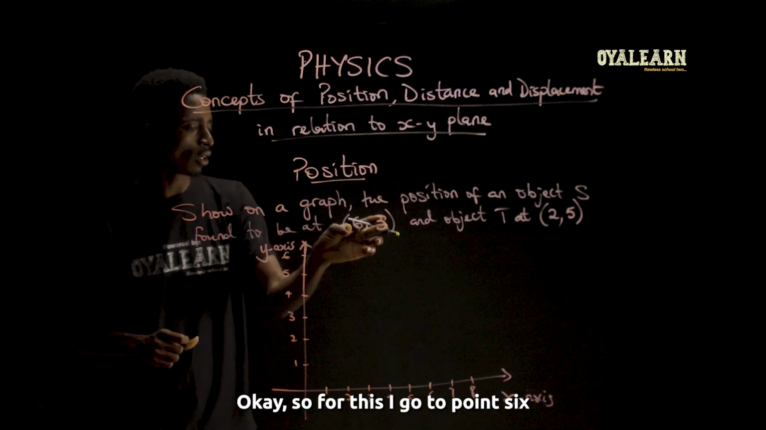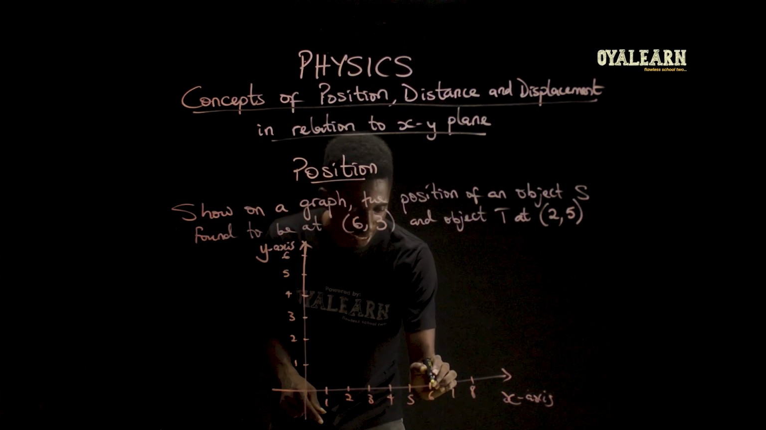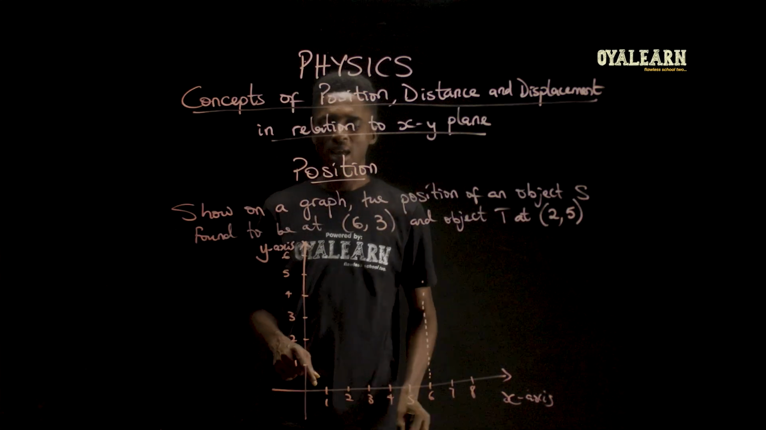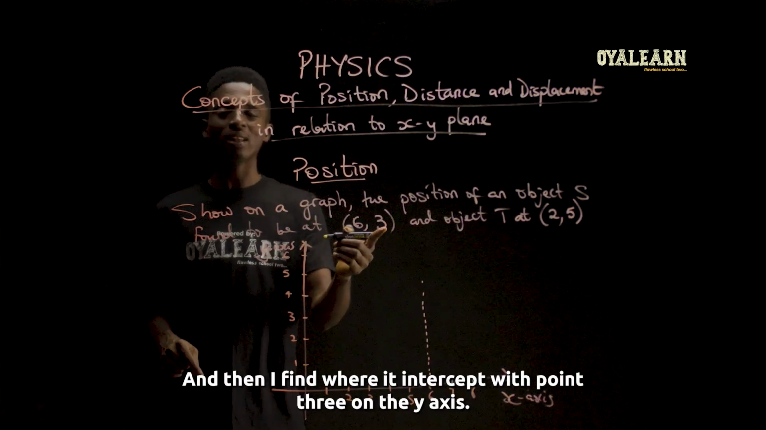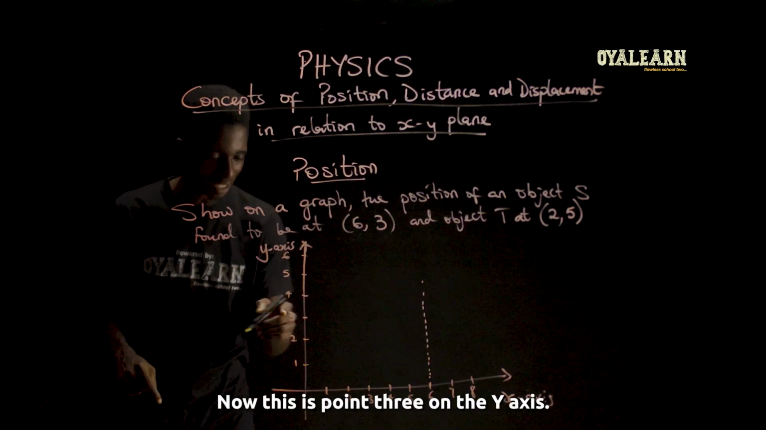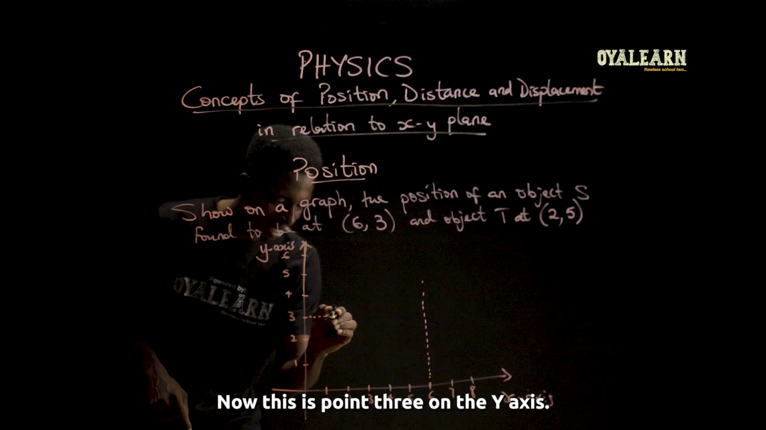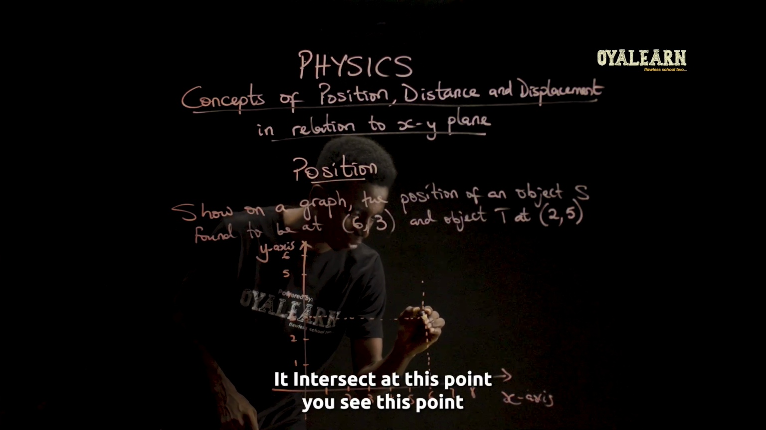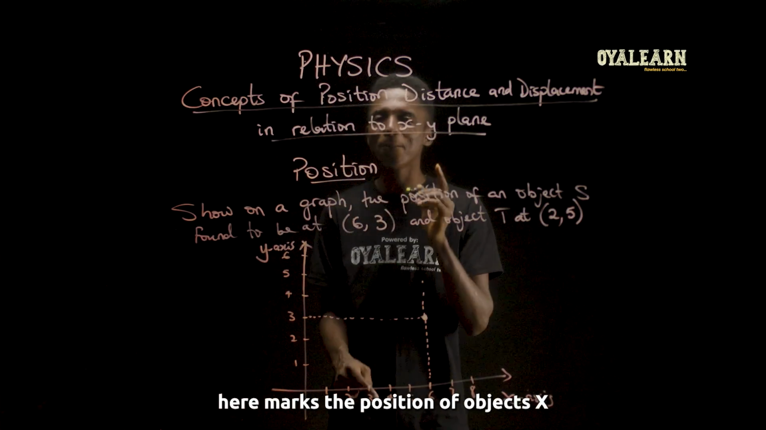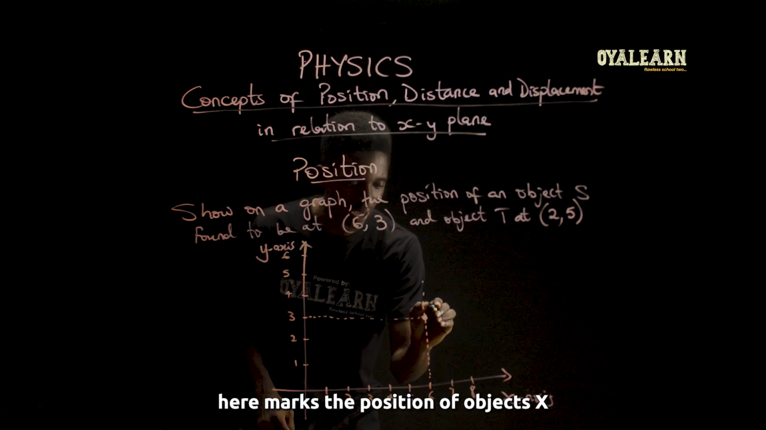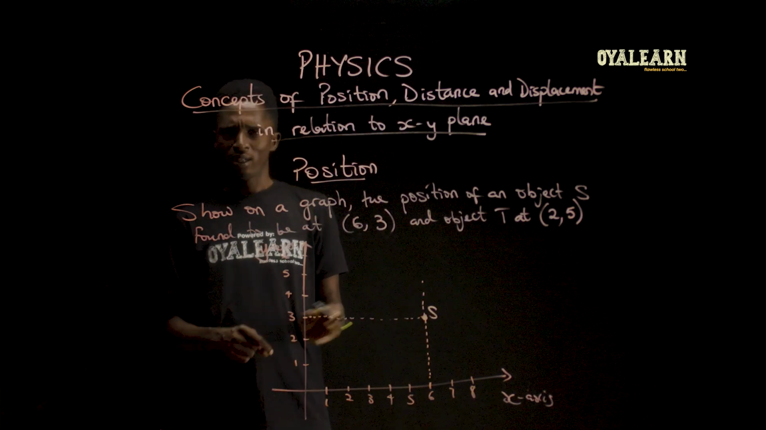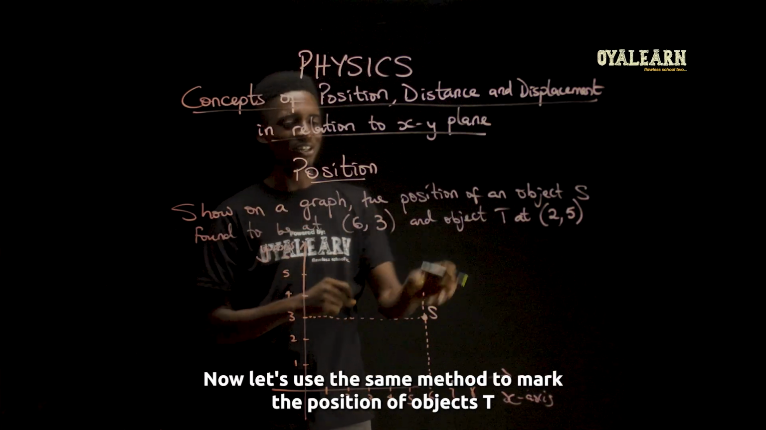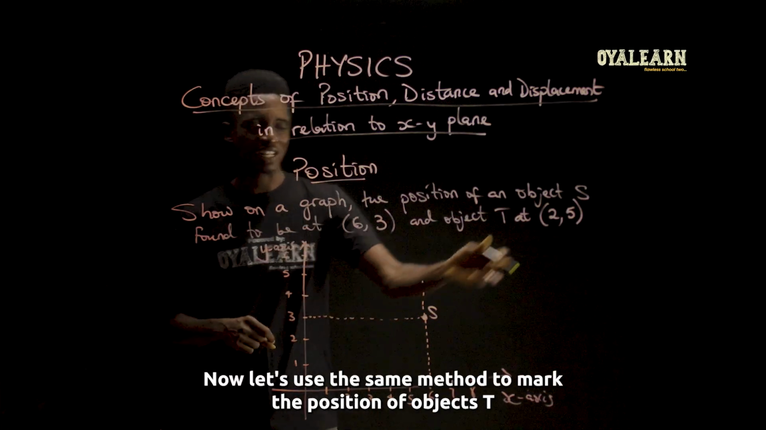Okay? So for this, I go to point 6 and then follow a straight line upwards like this. And then I find where it intercepts with point 3 on the y-axis. Now this is point 3 on the y-axis. They intersect at this point. Now you see this point here marks the position of object S. I hope you understand how this is done now. Now let's use the same method to mark the position of object T.